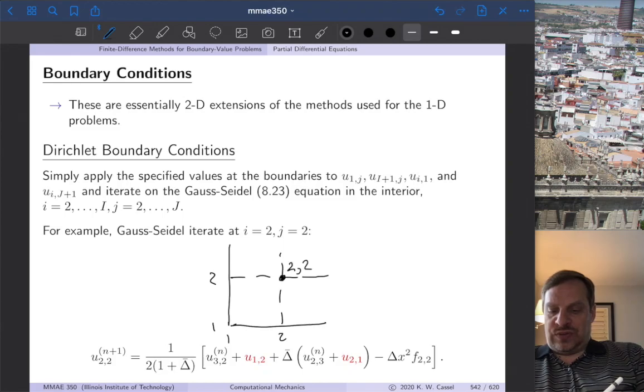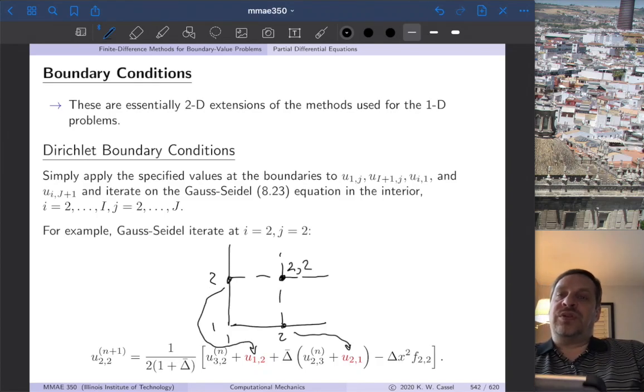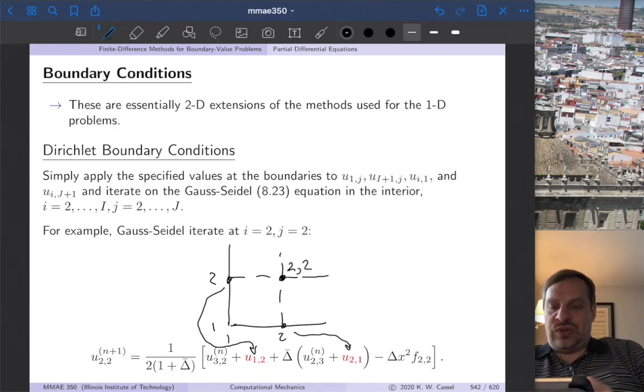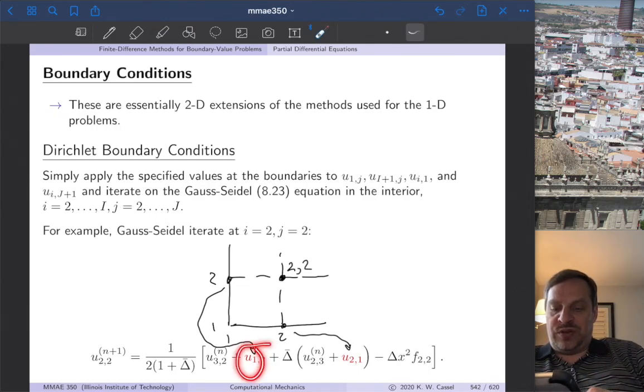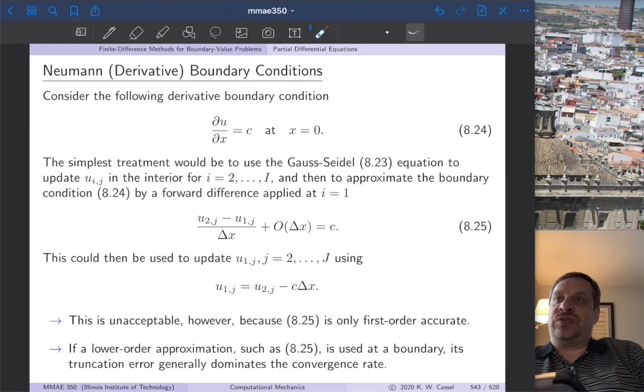So this is this point right here, and this is this point right here. Those values are just picked up because they're known. You don't have to do the coding any differently. You already put them into the boundary values, so they just get picked up by the equation. All right, so Dirichlet boundary conditions are very simple, very straightforward, just like in the 1D case.